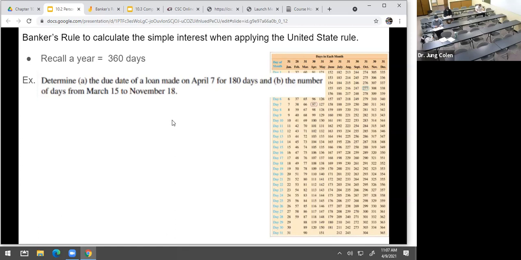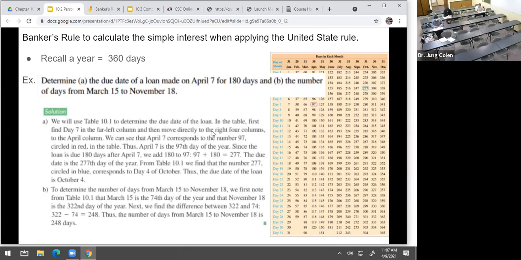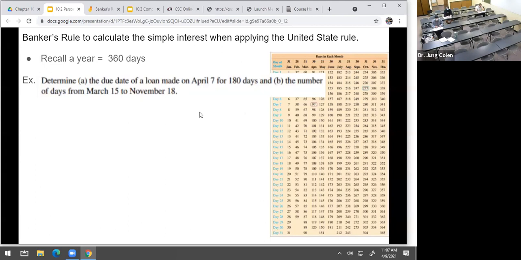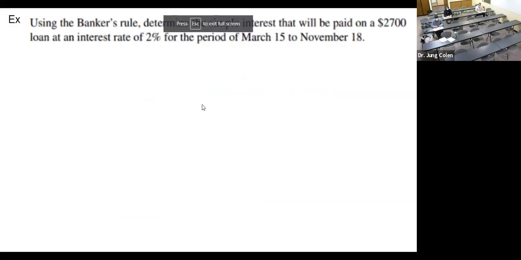248 days. Okay, so that's how you're using that. Okay, so using the same thing, we're gonna do some work here. Using the banker's rule, determine the simple interest that will be paid on a $2,700 loan at an interest rate of 2% for the period of March 15 to November 18.